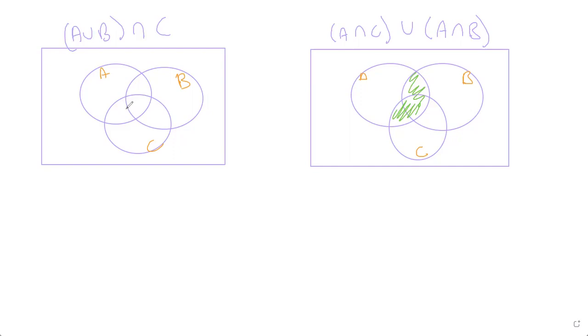So this one is A union B, right? So all of A and B, but that has to intersect with C. So what I'm looking at is what parts of all of A and B are also in common with C? Well, isn't that just these three bits here? Right, I can't use any of these bits because they also don't intersect with C.